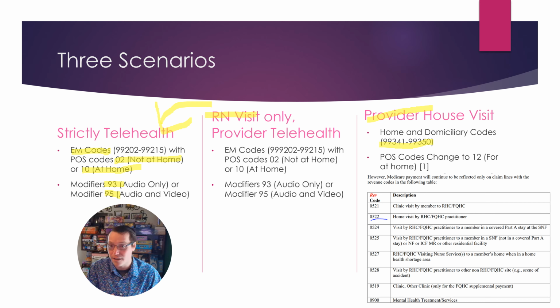Instead, we'll be using the E&M home and domiciliary codes. Place of service code does change though, to 12 instead of 10 for at home, so just be aware of that. And also for your billers, be aware that it uses a different revenue code for a home visit. I assume most systems are going to be set for a basic one or your default, so just make certain you have something on the back end for this.